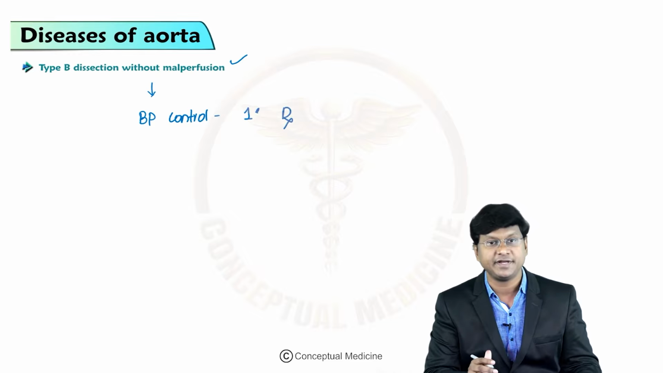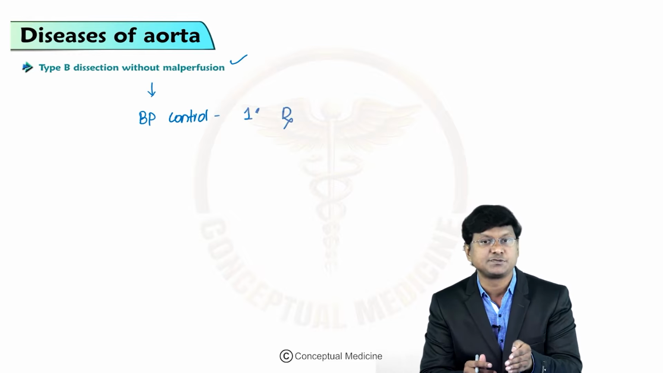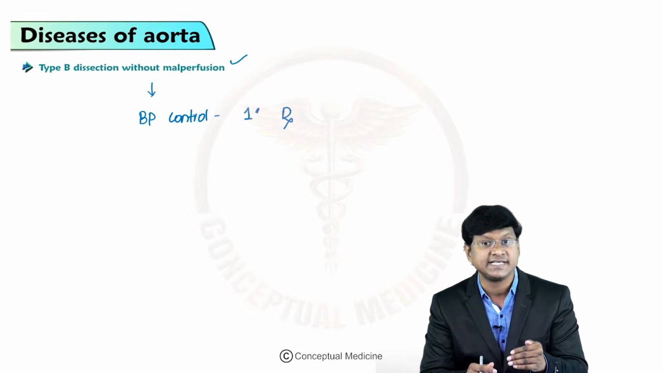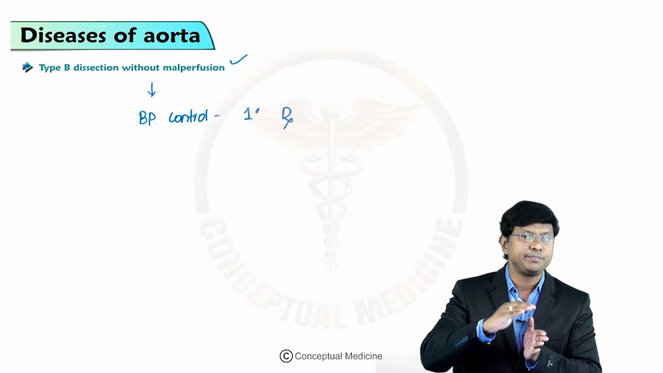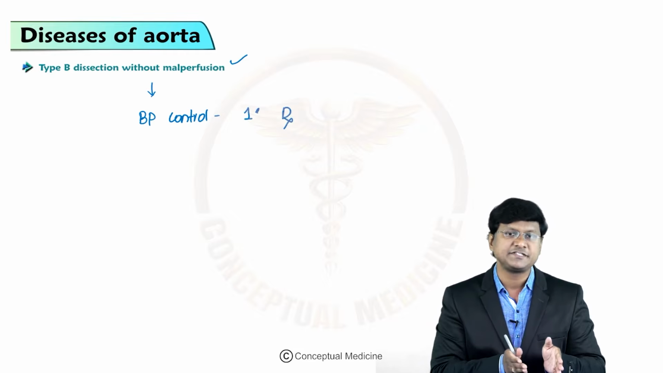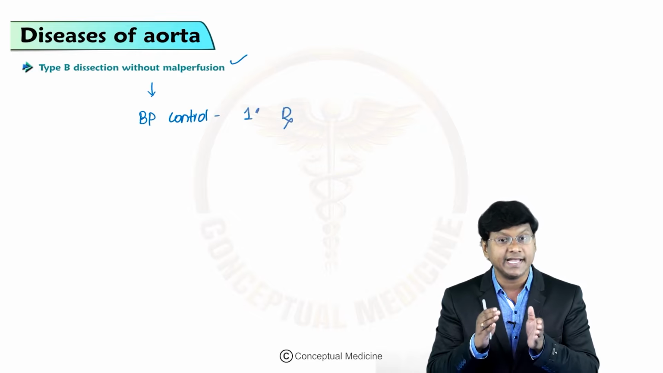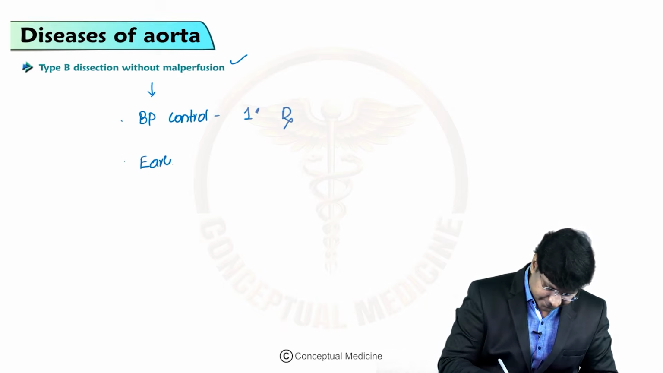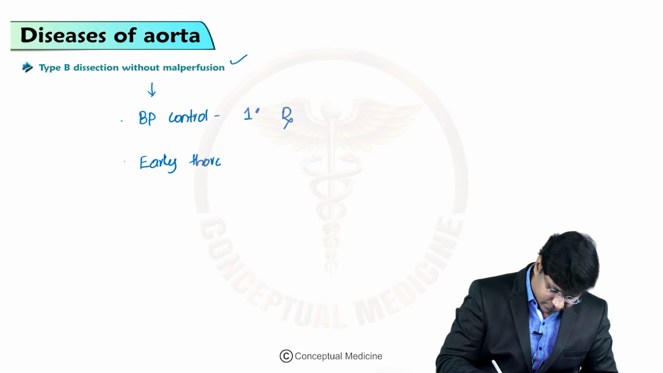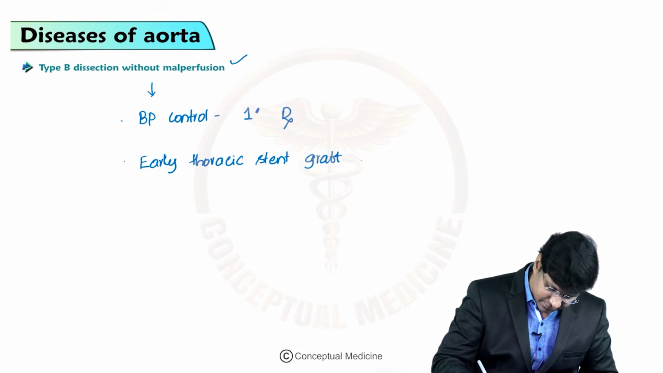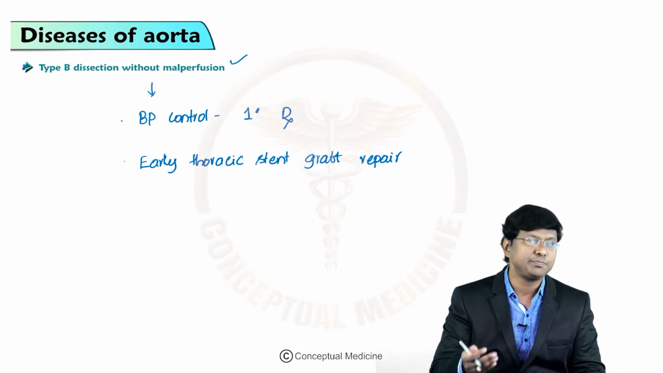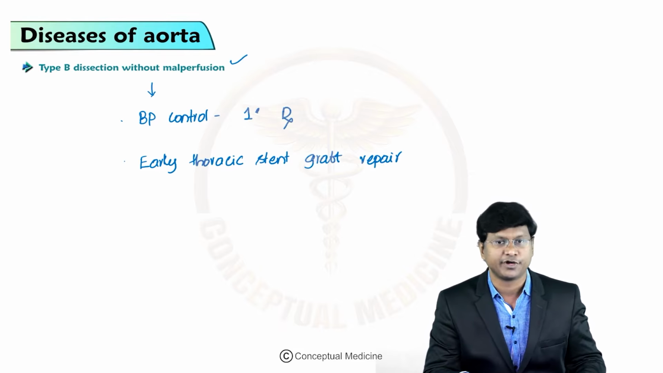Right? The blood pressure control is the primary treatment, and long-term aortic specific survival and late aneurysm formation rates are improved with early thoracic stent graft repair. So, in order to prevent the long-term complications in these patients, you can do an early thoracic stent graft repair. Right, an early thoracic stent graft repair has to be done in order to prevent late complications like aneurysm formation.